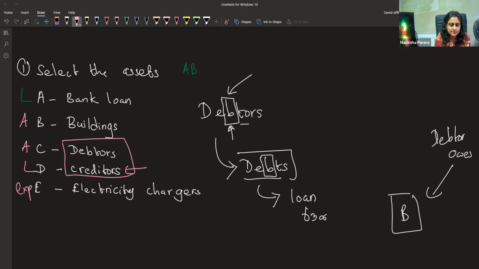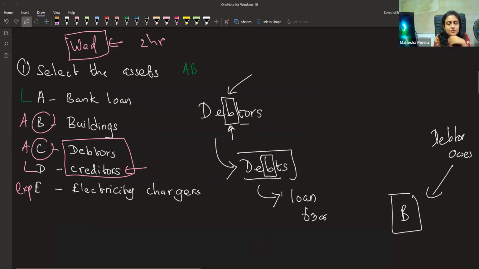Now the business has to pay certain, settle certain expenses, no? Like paying the electricity charges, paying the water bill, paying the internet bill, maybe paying salaries to its workers, employees, expenses. Right. So here we have only 2 assets. The building B and C. So most of you have answered B and C. Very good.